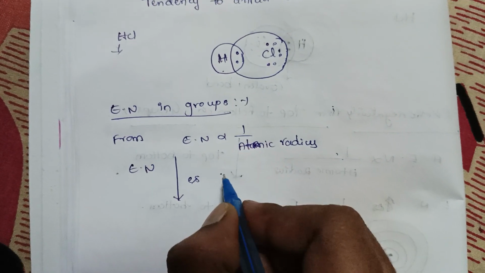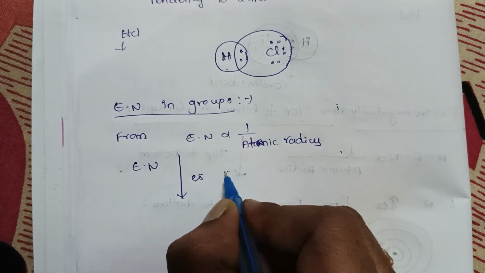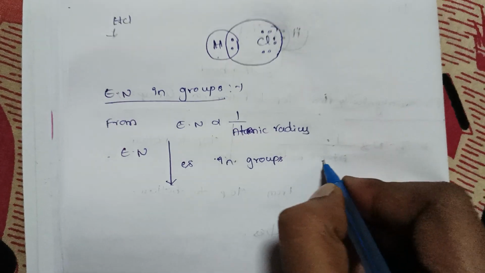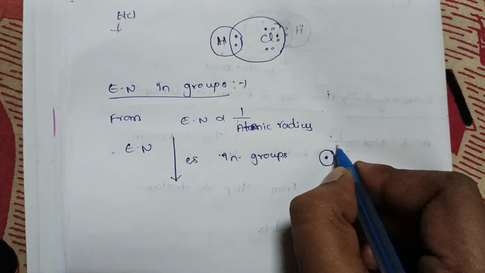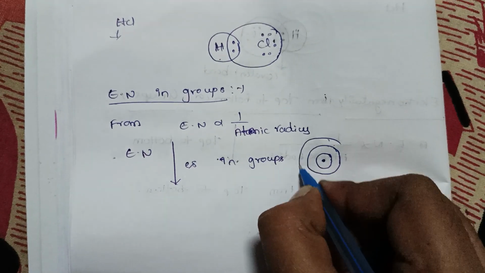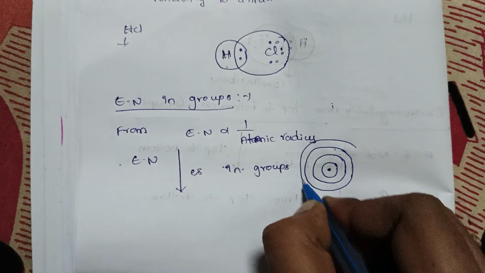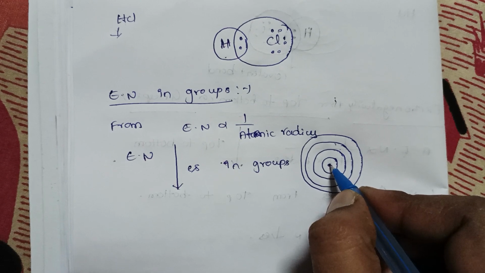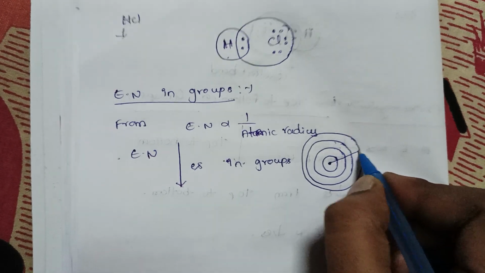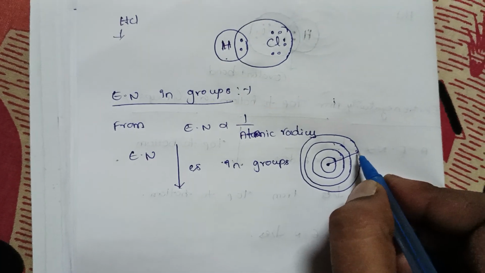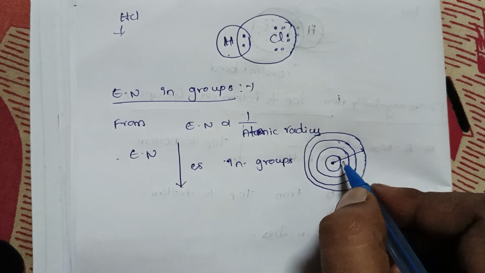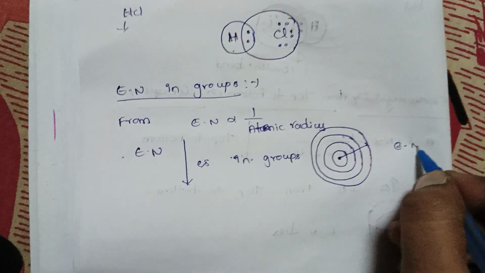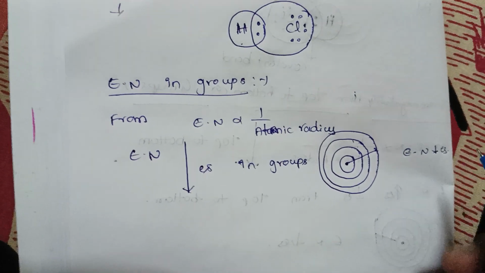In groups it decreases, because in groups the number of shells increases from top to bottom. Whenever the number of shells increases, it is very difficult to attract electrons from the outermost shell. So whenever the distance is more, electronegativity decreases.